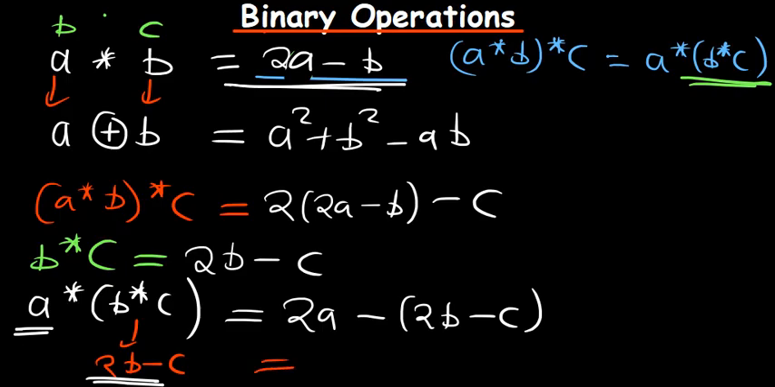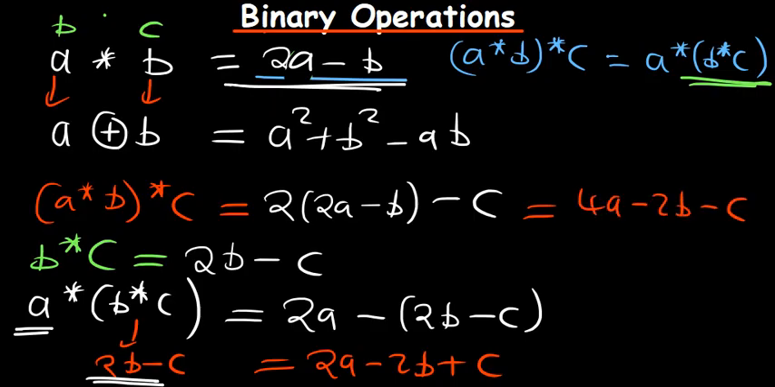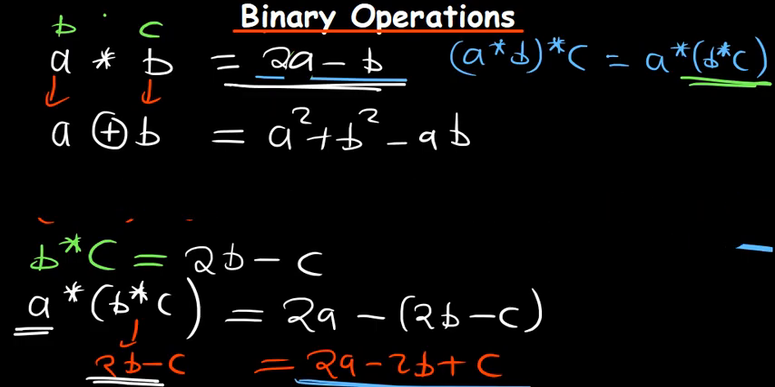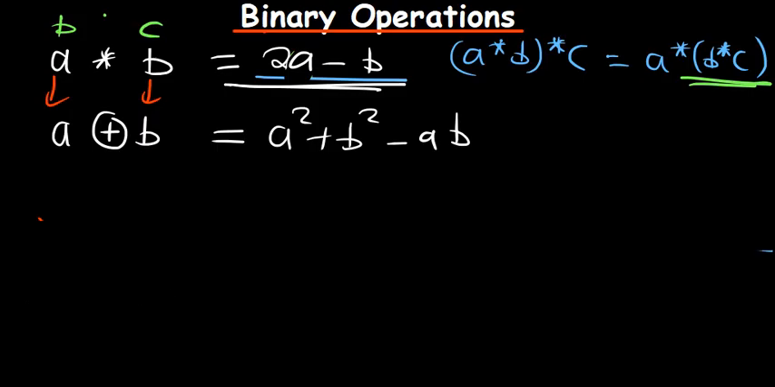We can simplify them so that we see. So 2A minus 2B plus C. For that one is going to be 4A minus 2B minus C. Now the question is, is that part equal to this part? Clearly not. So we can see that it's not associative since they're not equal.